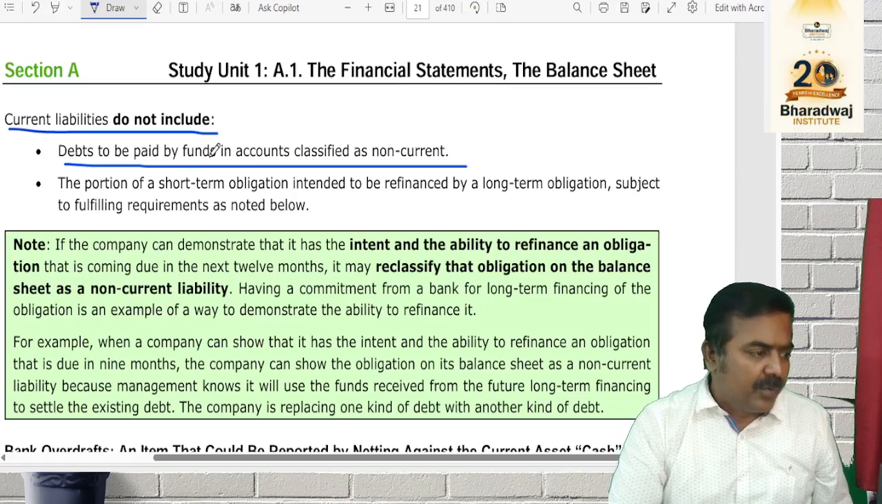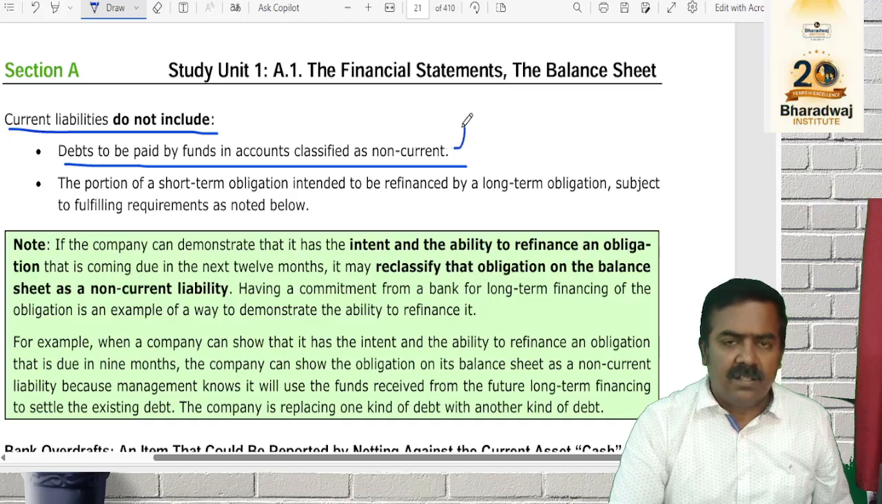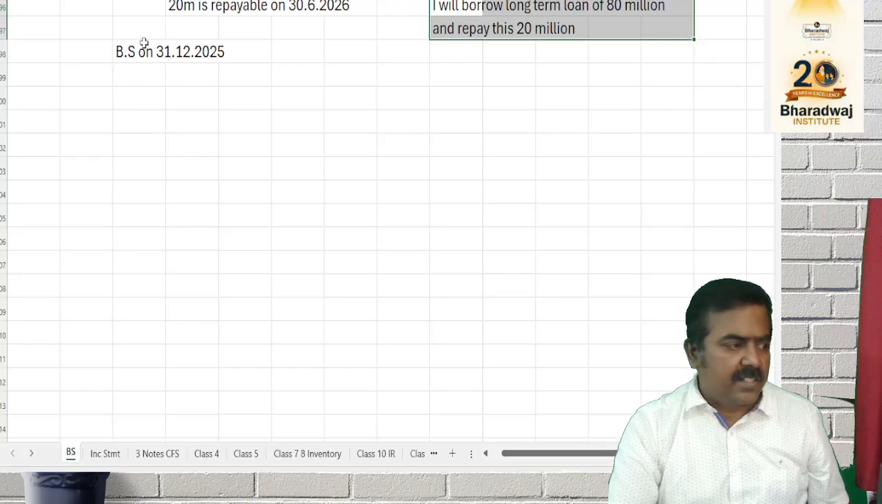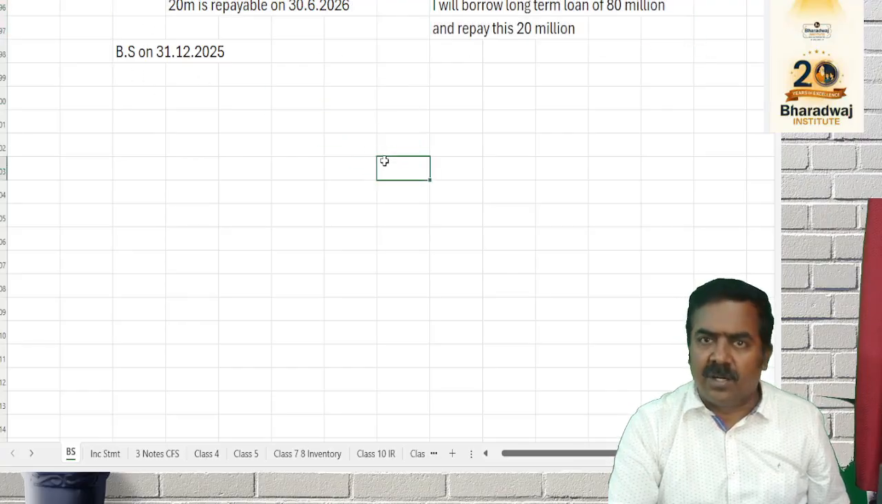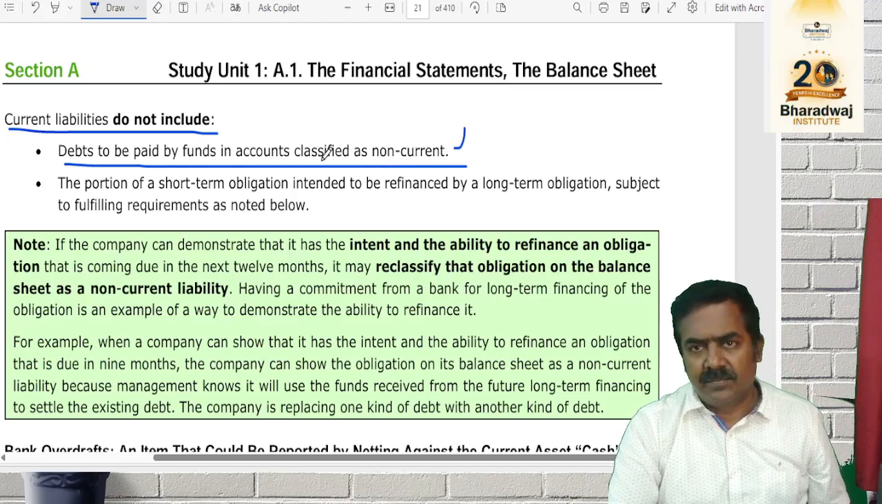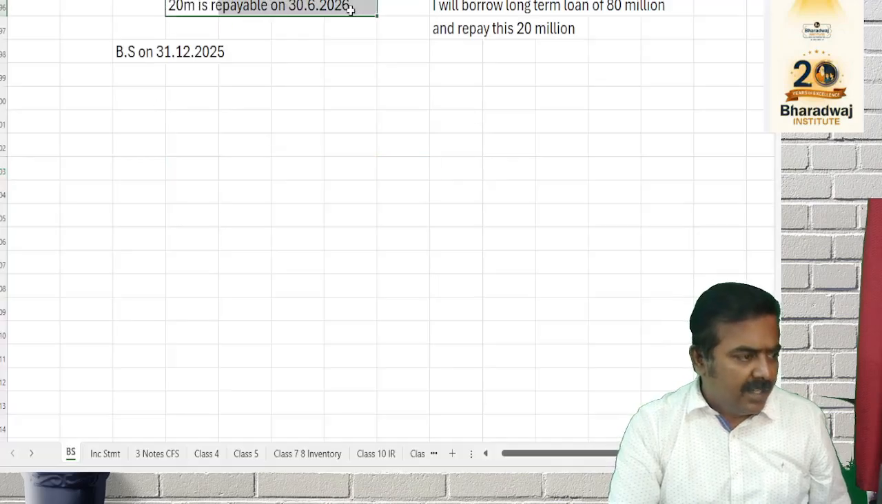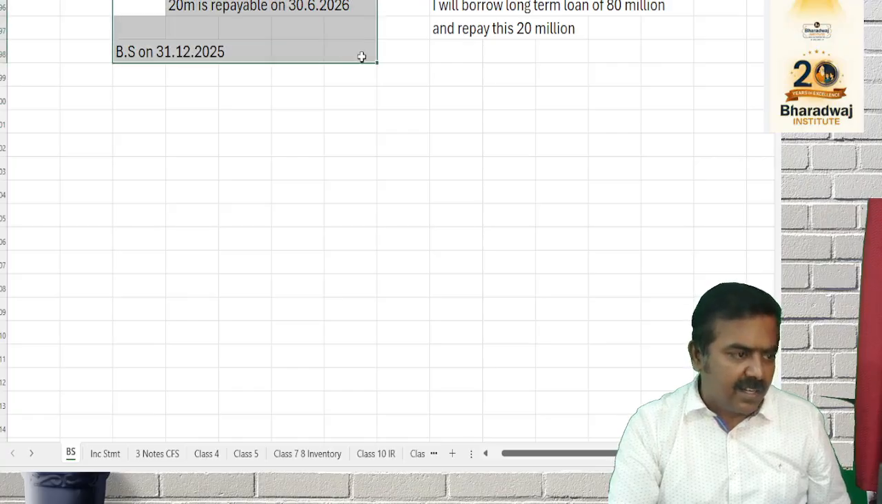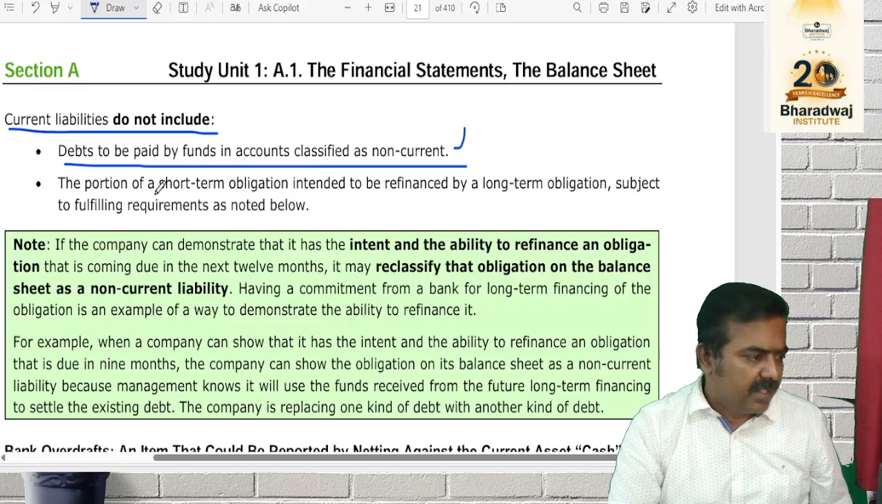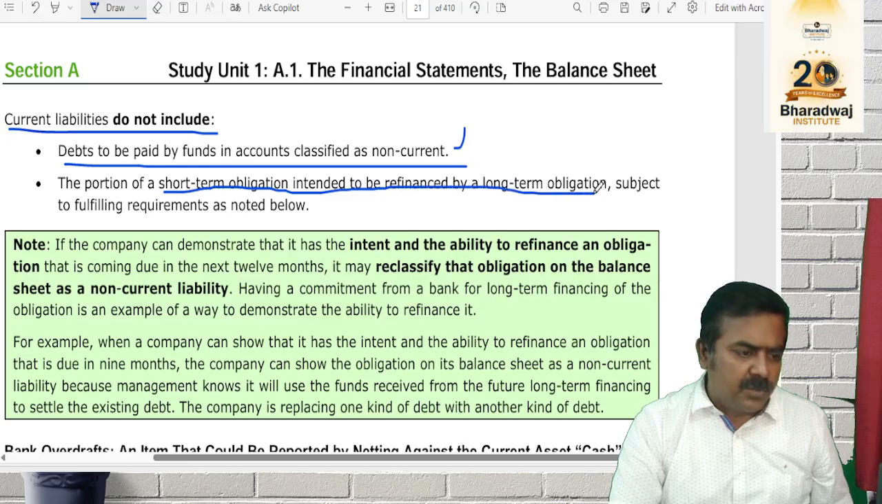That is, debts to be paid out of funds in accounts classified as non-current. Or I will issue equity shares and repay this. This will be called non-current. Do you understand? 20 million repayable on 30th June 2026, balance sheet on 31/12, should be classified as a current liability. But if you are going to take a long-term loan and repay this, then it is the portion of a short-term obligation intended to be refinanced with a long-term obligation.